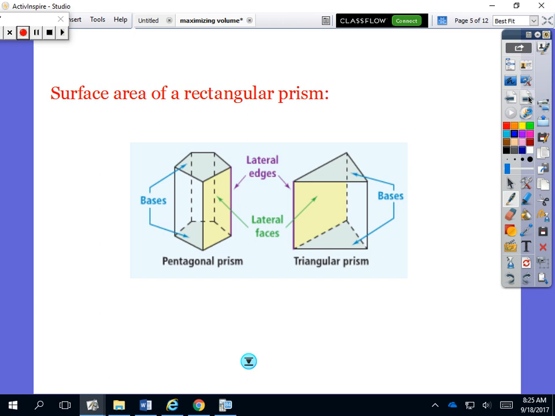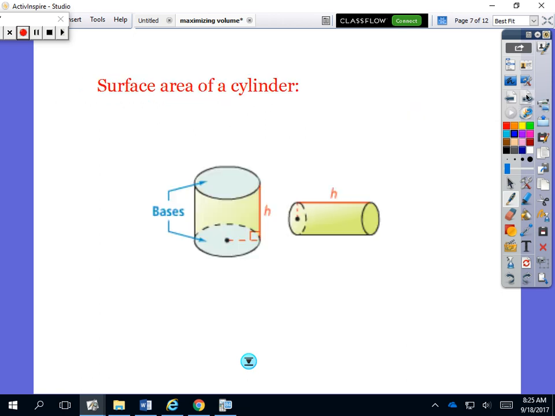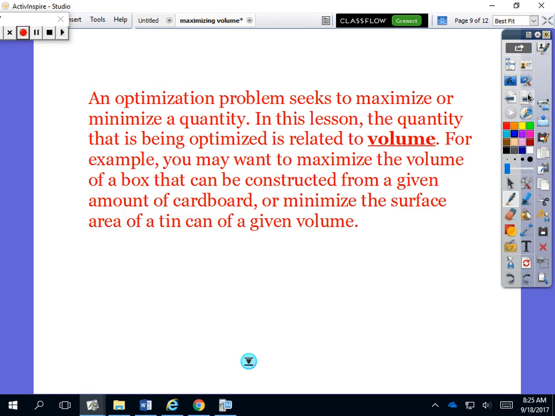We're going to skip the surface area for today. We're going to go right to the problem that we're going to do.